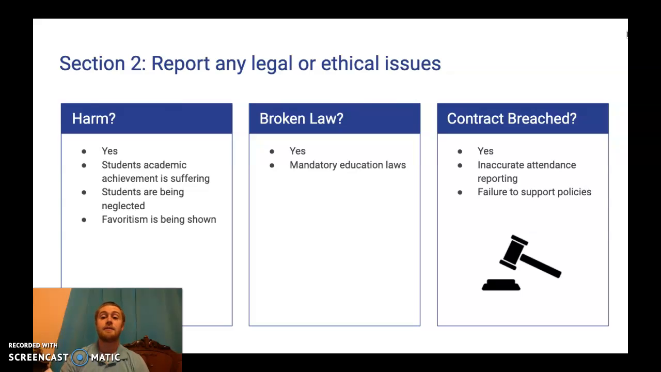And is there a contract breached? I'm going to assume yes, that as part of the teachers' contracts there is a clause that says they must support district and school policies, and they are not currently doing that with regards to attendance, at least. And for our guidance counselor, I'm assuming he's breaking his contract as well because he is not performing the duties that are necessary to a counselor. And then there is the serious issue of, again, inaccurate attendance reporting from teachers.